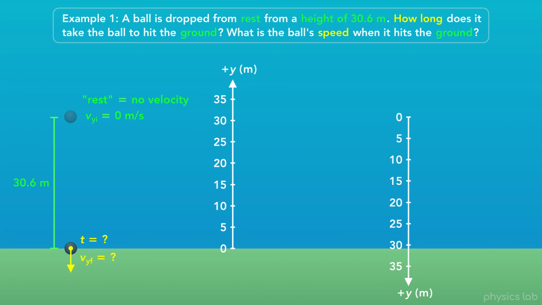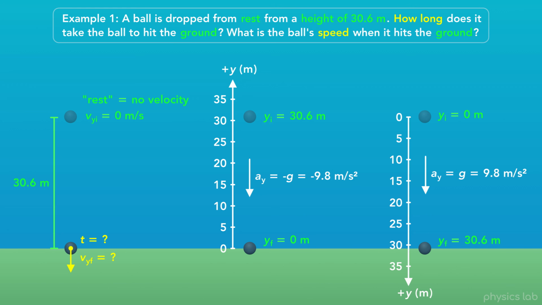We could say up is the positive y direction, or down is the positive y direction. If up is positive, the initial y position would be 30.6 meters, and the final y position at the ground would be 0 meters. If down is positive, then the initial y position is 0 meters, and the final y position is 30.6 meters. Since this is projectile motion, the acceleration is 9.8 meters per second squared downwards.